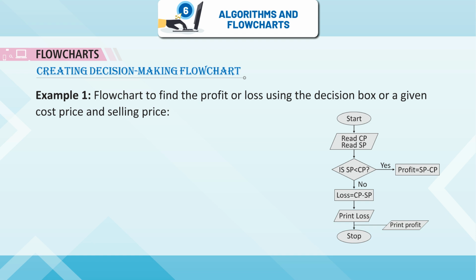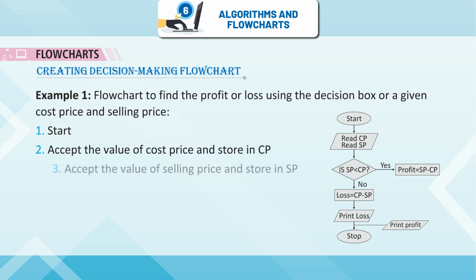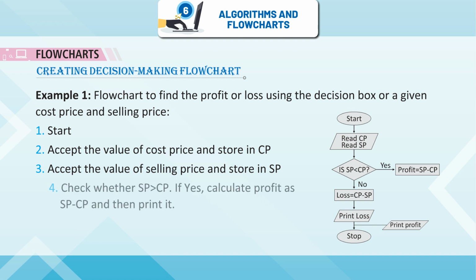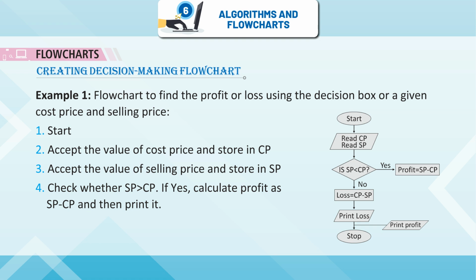Example 1. Flowchart to find the profit or loss using the decision box for a given cost price and selling price. 1. Start. 2. Accept the value of cost price and store in CP. 3. Accept the value of selling price and store in SP. 4. Check whether SP is greater than CP. If yes, calculate profit as SP minus CP and then print it. 5. If not, calculate loss as CP minus SP and then print loss. 6. Stop.